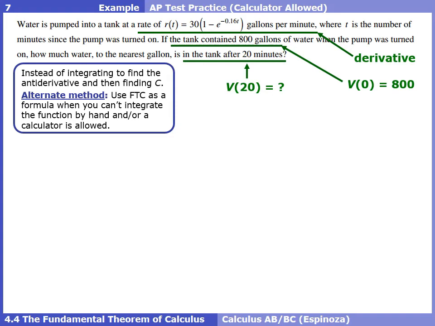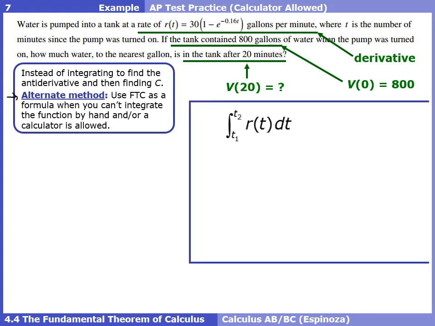We're going to use the fundamental theorem of calculus here, like that last example, as a formula because A, we don't know how to integrate the function, and because a calculator is allowed in this problem. So if we integrate our function r from t1 to t2, we know by the fundamental theorem of calculus that would be equal to the volume at t2 minus the volume at t1. The integral of this rate gives us volume. And because we're using the fundamental theorem of calculus, we need to plug in the upper bound, which is t2, and then subtract away the value when we plug in the lower bound of t1.